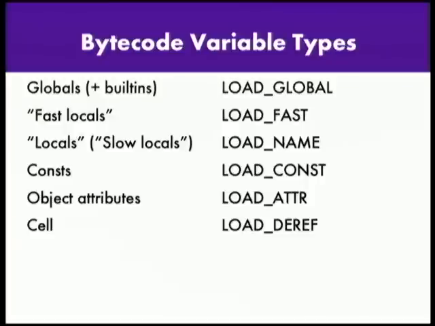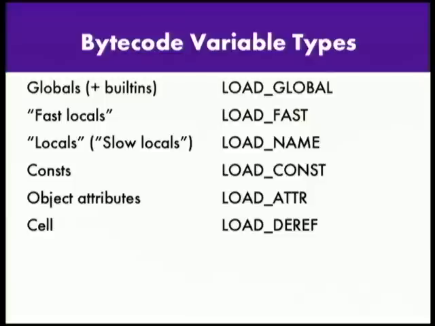So global variables and built-ins, you load and store using load global and store global. And the oparg, these all take opargs. The load global oparg is an index into what's called a names array, which is just an array of strings. Fast locals, I already talked about a little. That's load fast and store fast, and those go in and out of just a list. And it's literally a Python list.